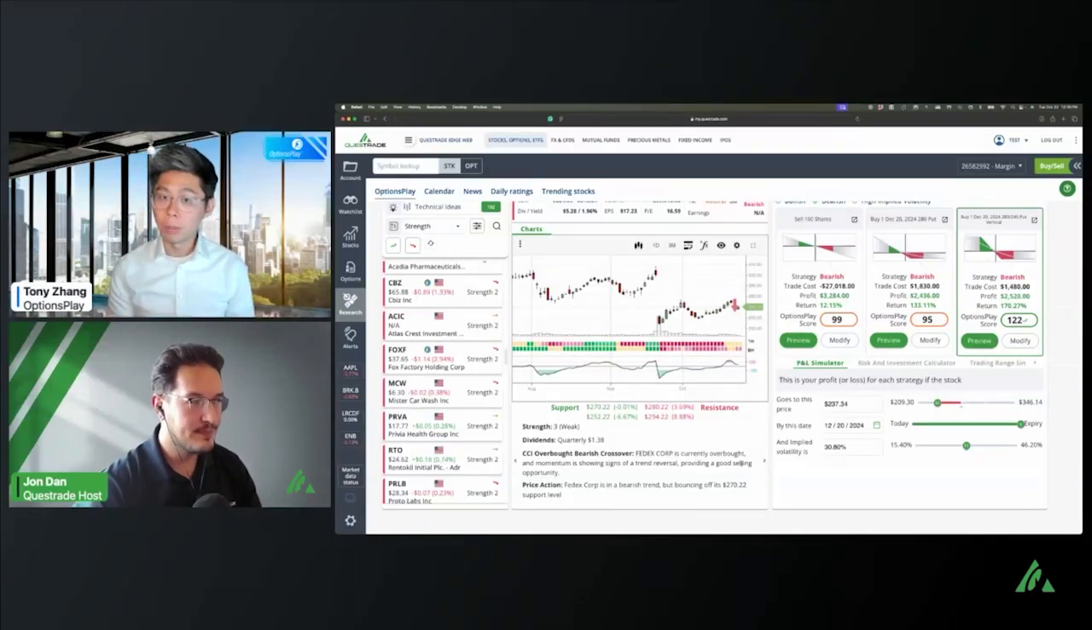So these are all based on technicals. These are based on pretty classic technical indicators. These are using standard parameters.